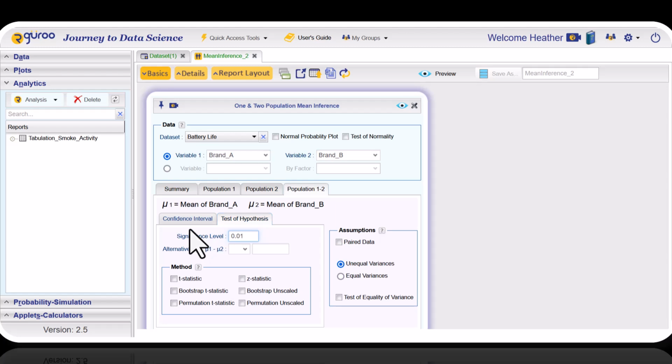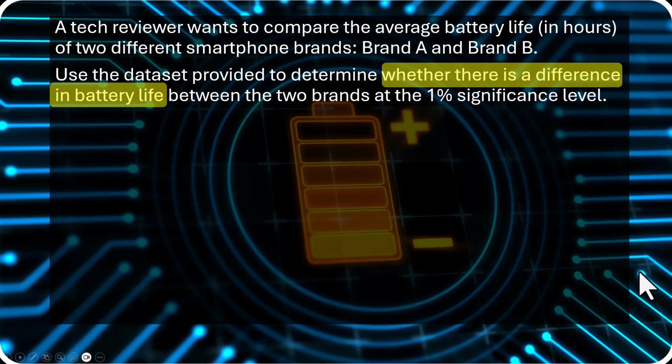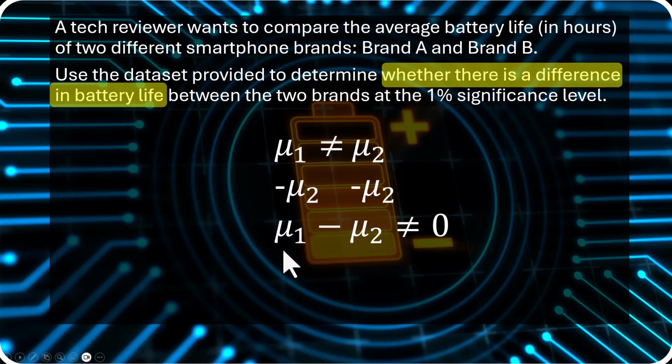Now we have to tell the computer what we want our alternative hypothesis to be. So once again, here is the question we were given, and you can take a minute and read through it if you want. But the important thing is it's asking us at the 1% significance level whether there is a difference in battery life. Difference means not equal to. In other words, the mean battery life of the two brands would be different. So mu1 is not equal to mu2. By subtracting mu2 from both sides, we can rearrange this algebraically to say mu1 minus mu2 is not equal to 0. So this is our alternative hypothesis.